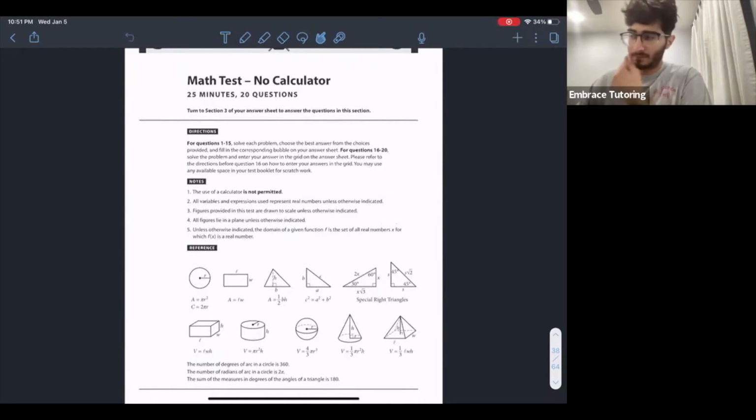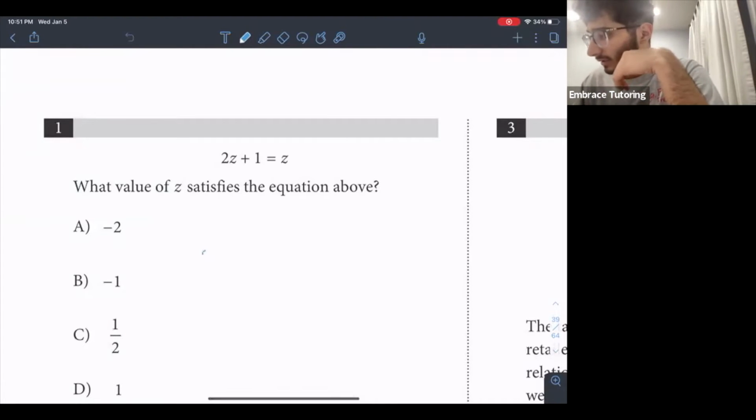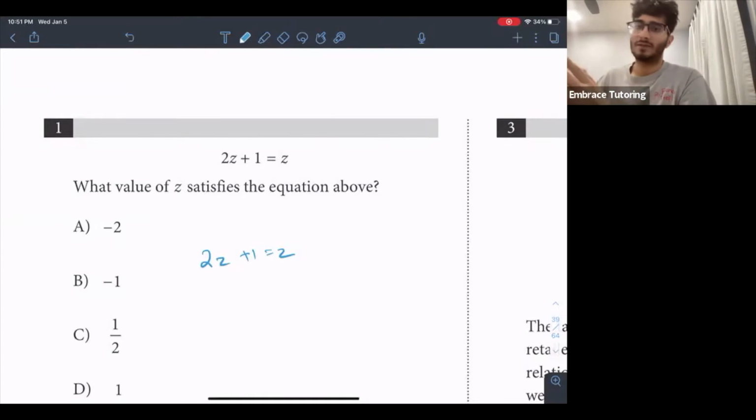Let's begin. For the first question, we have 2z + 1 = z. What value of z satisfies the equation above? We can rewrite the equation on top, because that's what I like to do. It sets everything up.